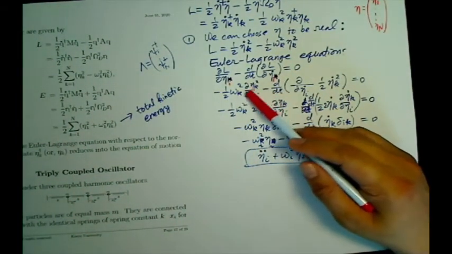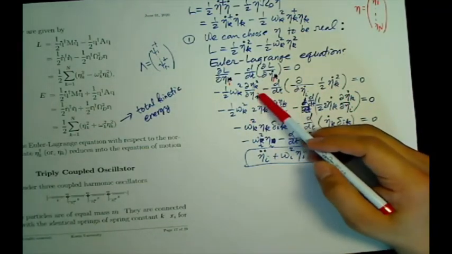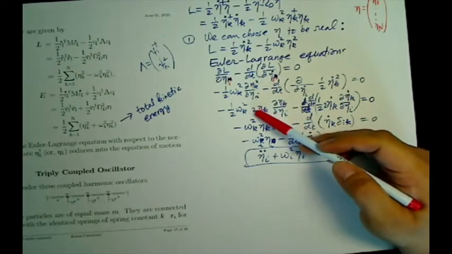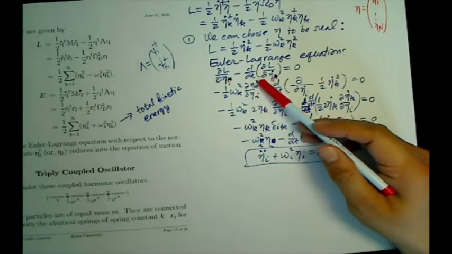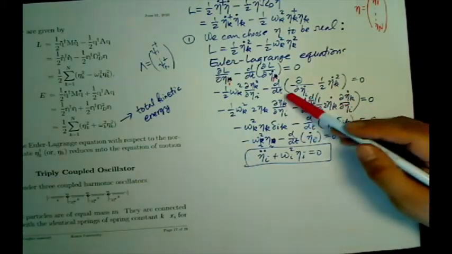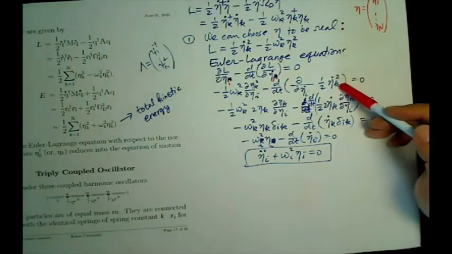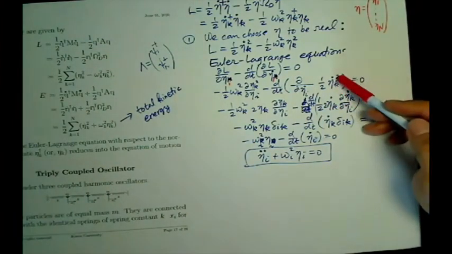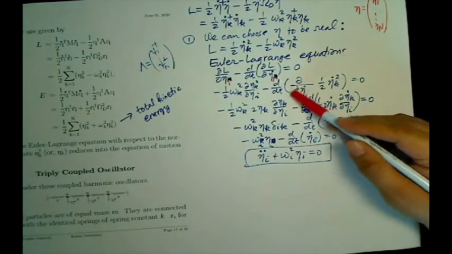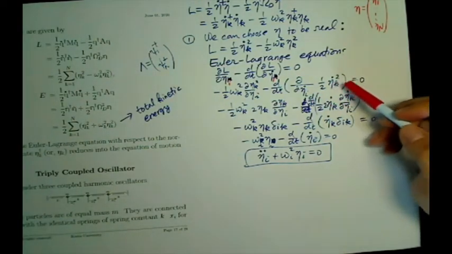Here we should sum over k's. The chain rule can be applied to find the partial derivative to be 2 times eta k and the partial derivative of eta k with respect to eta i. In the case of kinetic energy, this one has a 1/2, and the chain rule can be used to write 2 times eta k dot and the partial derivative with respect to eta dot i for eta dot k.